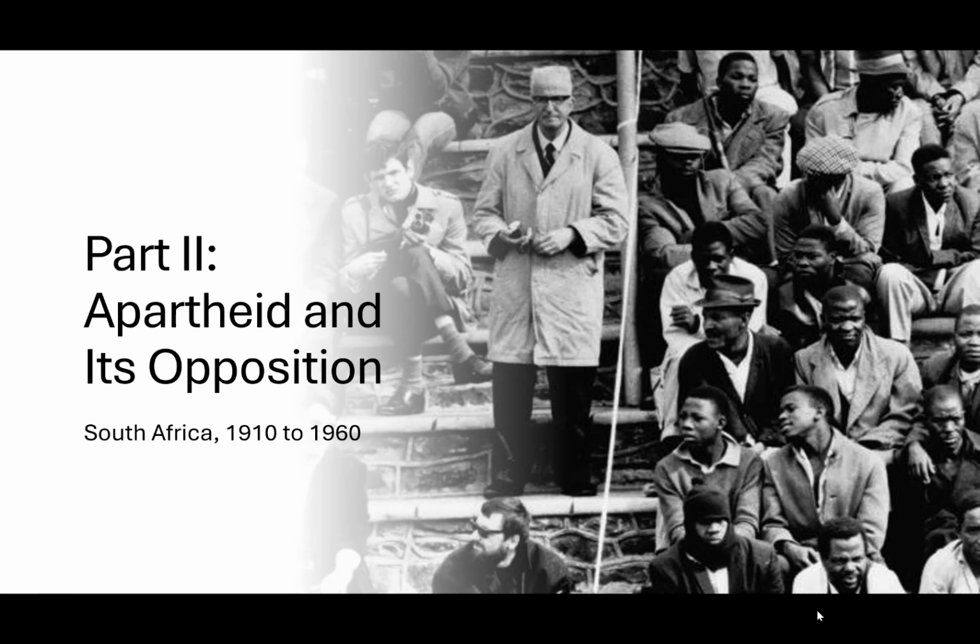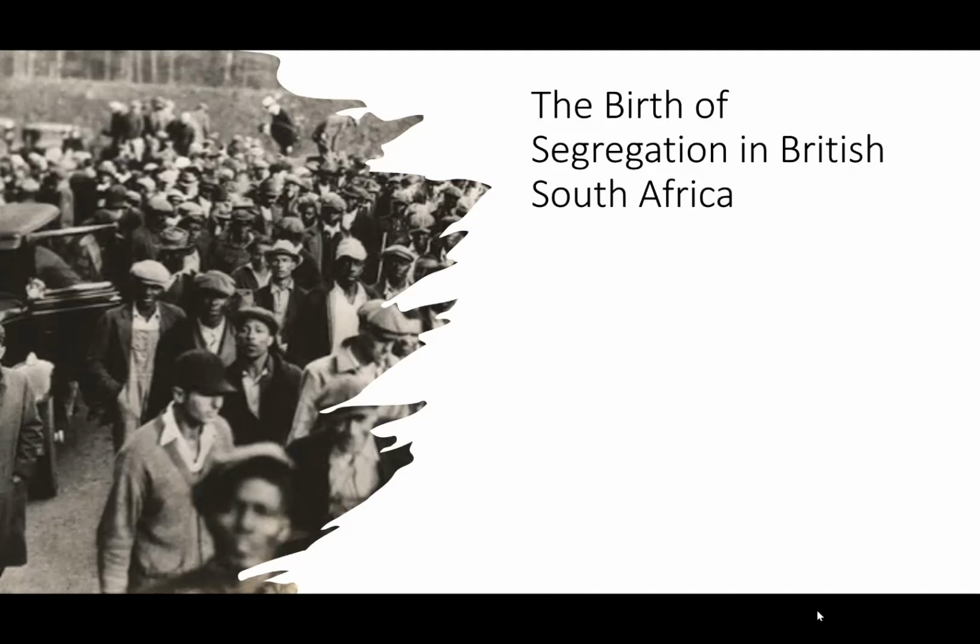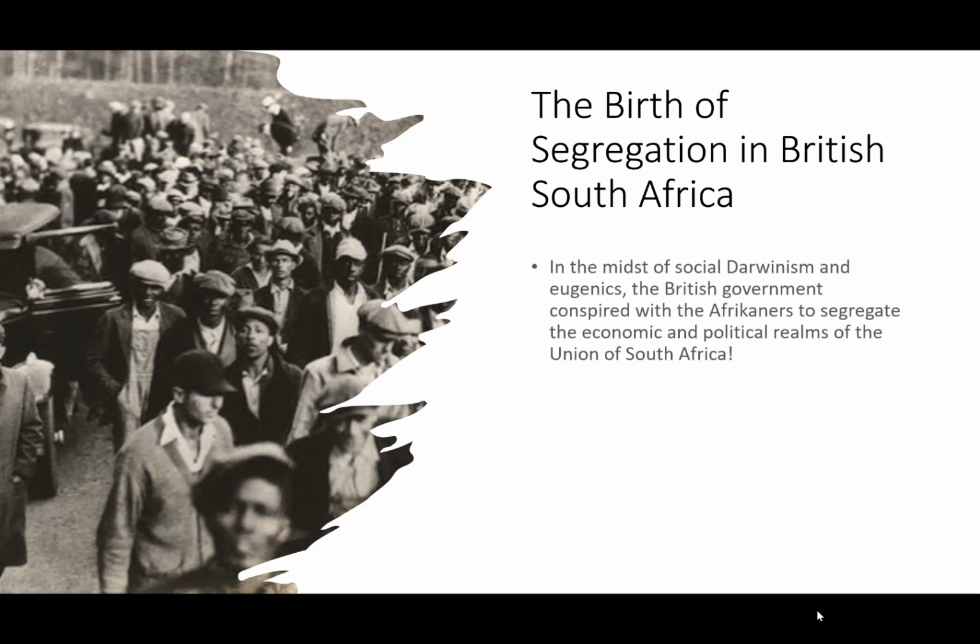So as we look at this, we've talked about how the Union of South Africa was formed. We talked about how we go from class distinction to race distinction. And now we're going to see the birth of segregation in British South Africa. I do want to emphasize British South Africa. It is still part of the British Commonwealth. The British monarch still has authority over this, but the Afrikaners control the South African Parliament.